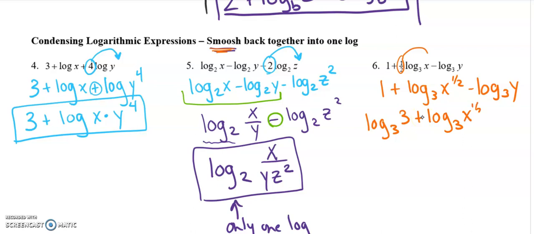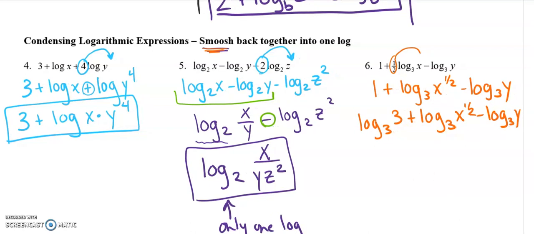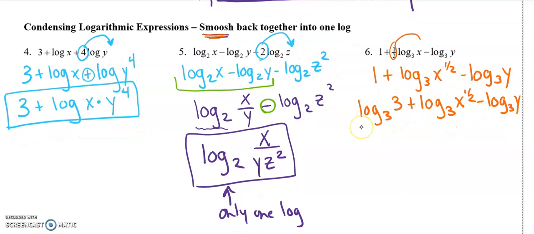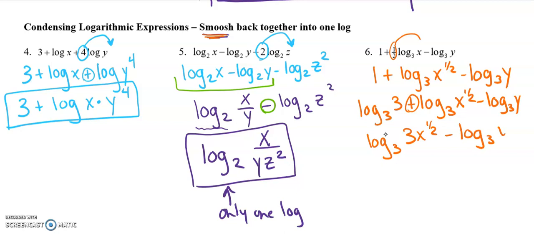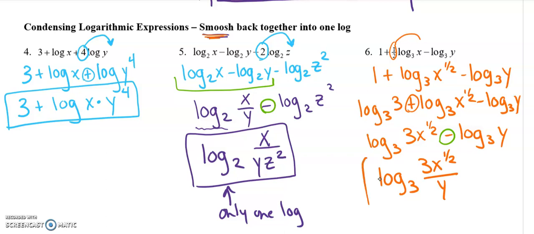So it looks like this. All right, well, what does that mean for us? Well, we've got addition, so that means multiply. So log base 3 of 3 times x to the 1/2 minus log base 3 of y. Then what? Then we've got subtraction. What do we do with subtraction? We divide. So that'll be 3x to the 1/2 over y. And now we have smushed those back together to get one log.